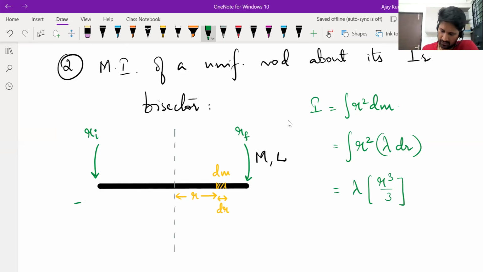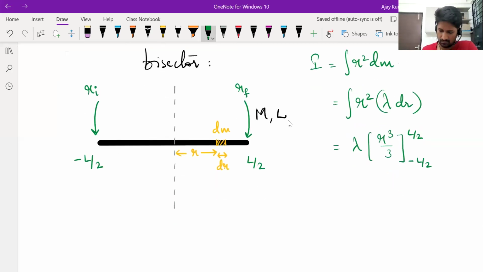Good. You have to take minus L by 2 to plus L by 2, because this time r is being measured from the midpoint. Right side is positive, left side is negative. So on the left side, the rod extends up to minus L by 2. On the right side, it extends up to plus L by 2. So limits will be from minus L by 2 to plus L by 2.